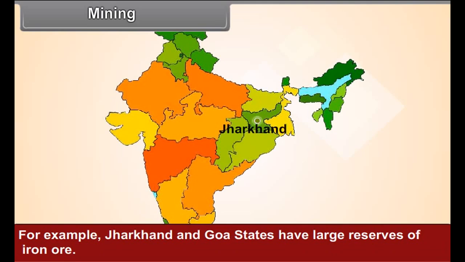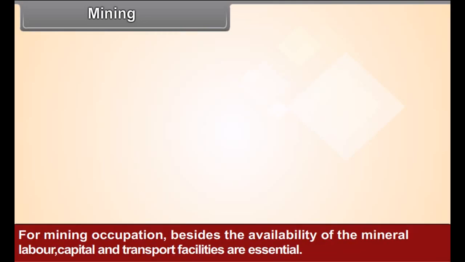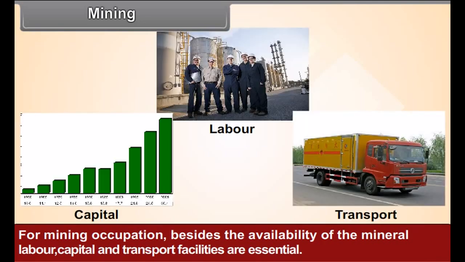For example, Jharkhand and Goa states have large reserves of iron ore. Hence, mining has concentrated in these states. For mining occupation, besides the availability of the mineral, labor, capital and transport facilities are essential.